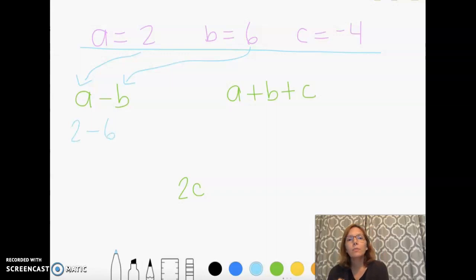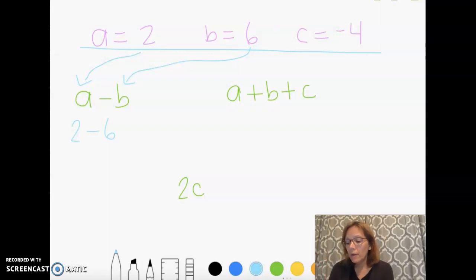You have to write this out on your test. I have so many students who try to do this in their head and they get it wrong because you forget a negative or you get confused somehow. Please write it out like I did, the 2 minus 6. It's going to keep you from making so many mistakes.